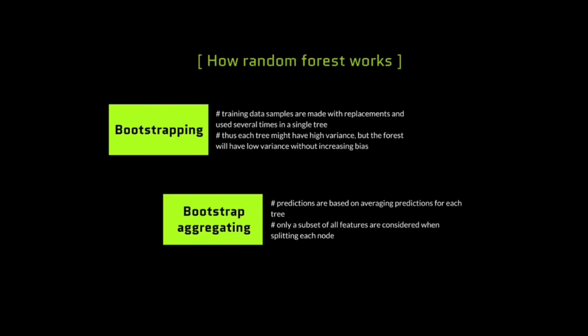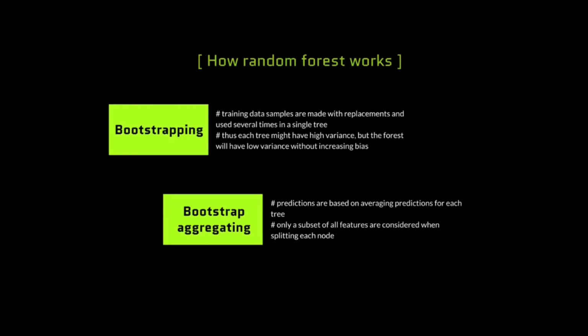The purpose is that by training each tree on different samples, each tree might have high variance regarding a subset of the training data, but the entire forest will have lower variance without increasing the bias. During testing the random forest classifier, predictions are based on averaging predictions of each tree. This process is called bootstrap aggregating, which means that each unique learner is trained on various bootstrapped subsets of data and finally predictions are averaged, which is known as bagging, short for bootstrap aggregating. Another concept behind random forest is that only a subset of all features are considered when splitting each node in every decision tree. For example, if there are 16 features, at every node in each tree only 4 random features will be taken for splitting the node.